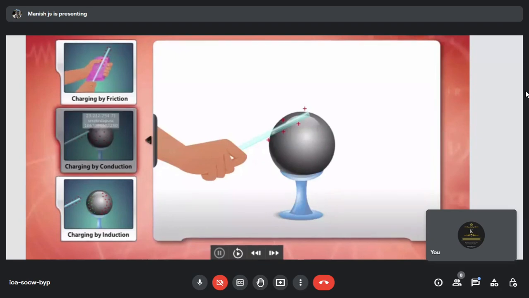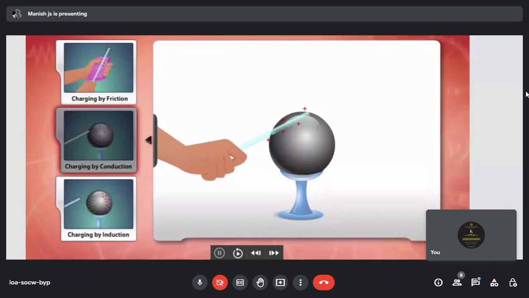Okay? So how can we do this? You can take a pith ball which is uncharged. You take a glass rod. We have learned how to charge a glass rod by charging by friction. So after charging it, when you touch it to an uncharged pith ball, what happens? You are trying to charge it by the method of conduction.